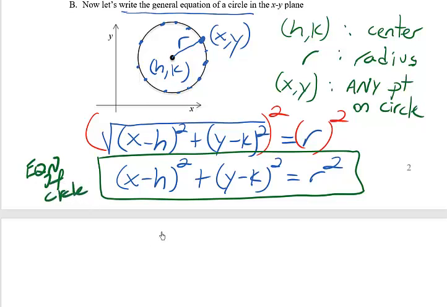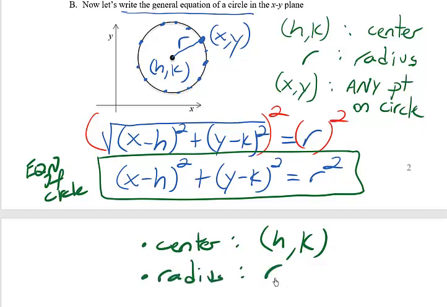Let's make sure we jot down the important information here. When you look at an equation that's in this format, you will now know, oh, that's the graph of a circle. And probably the two most important things that you want to remember are the center, which is h comma k, as well as the radius, which is r.